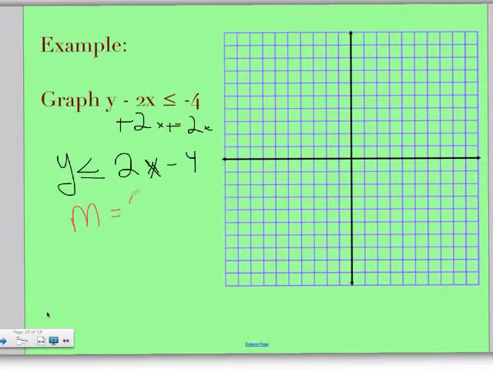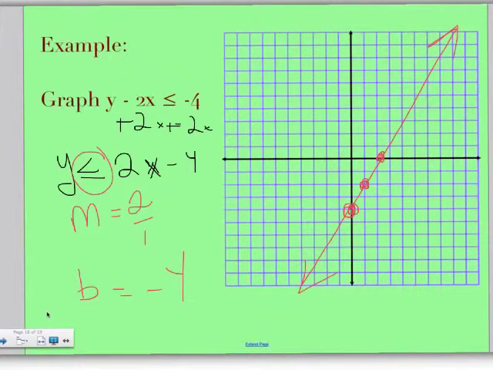So m is going to be 2 over 1, again, unintentionally. And b will be negative 4. So I'm going to go to negative 4. Then I'll rise 2, run 1. Rise 2, run 1. It's a greater than or equal to sign, so I'm going to go ahead and make a nice, pretty, solid line.